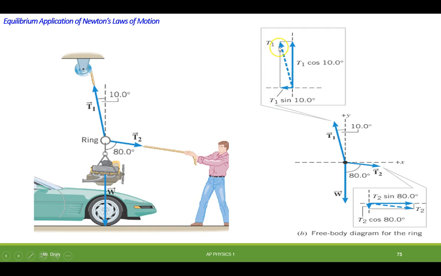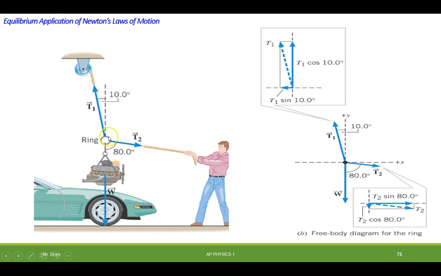T1 is acting that way, has a component in the y, T1 cosine of 10, and in the x, T1 sine of 10. Now, it's interesting to notice that a lot of people always think that the y direction will be sine and the x direction will be cosine, but it all depends on what angle they gave you. In this case, they gave us this angle. So the x direction is actually sine, and the y direction is cosine.